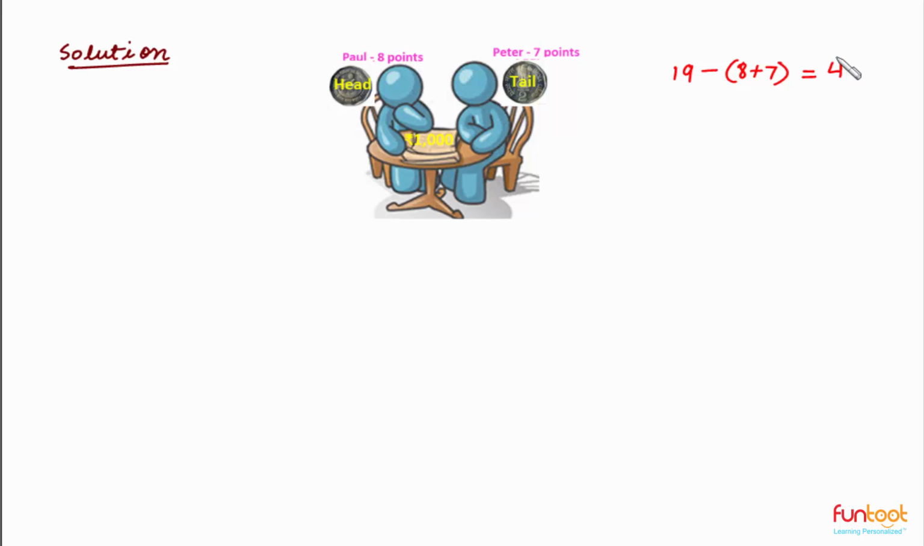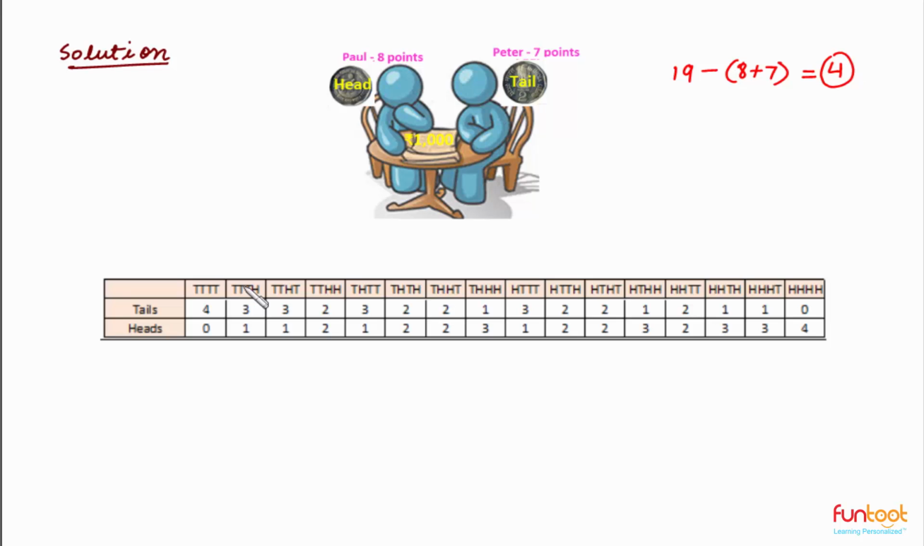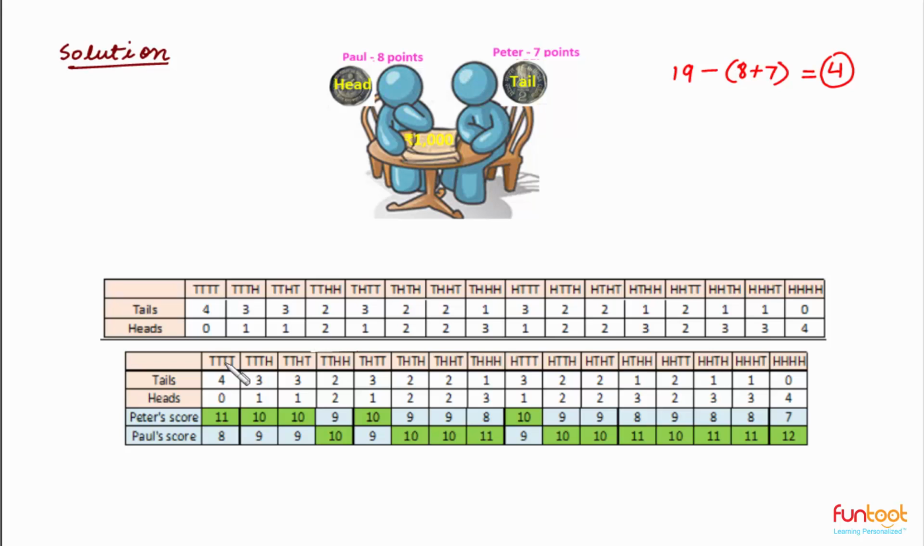Now let's see what are the possible combinations for the remaining 4 rounds. There will be a total of 16 combinations. So these are the 16 combinations we can have for the remaining 4 rounds. Depending on these combinations, let's see what would be the score of Paul and Peter. Let's take the first case here.